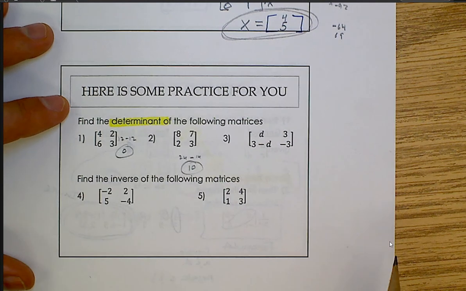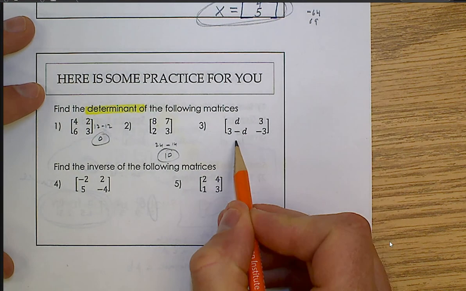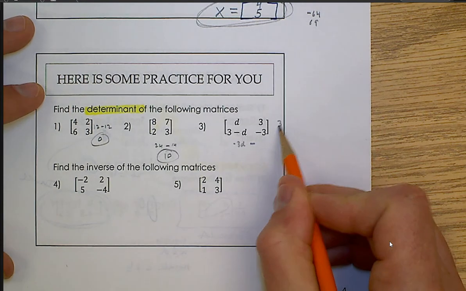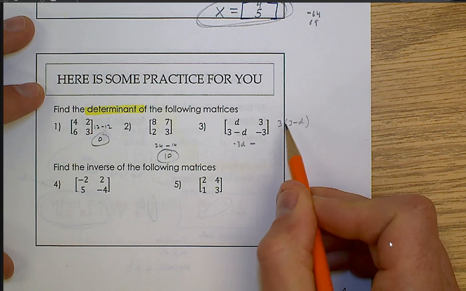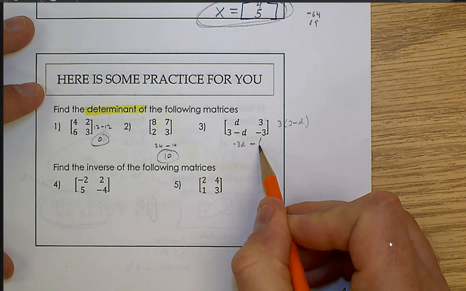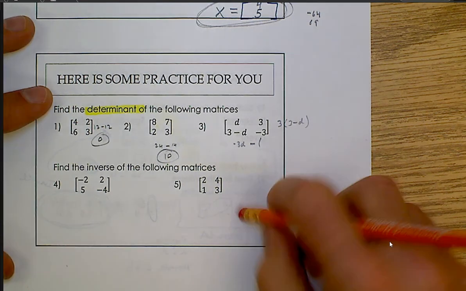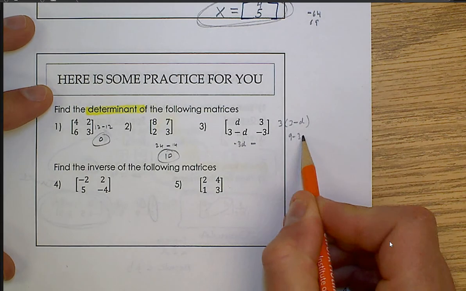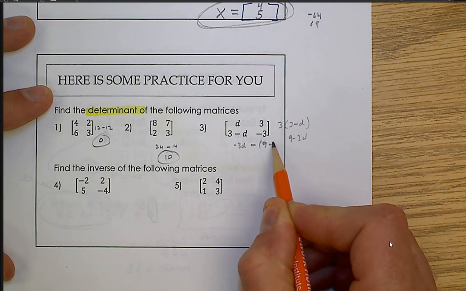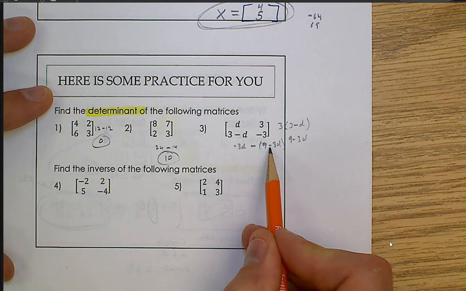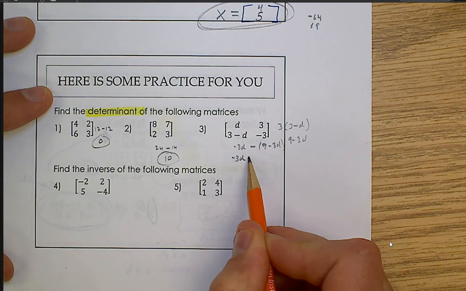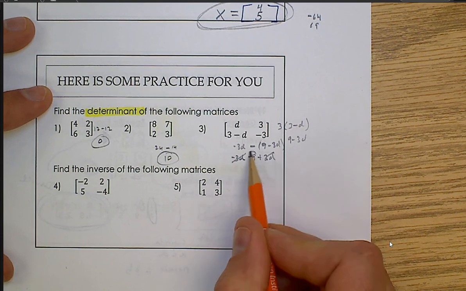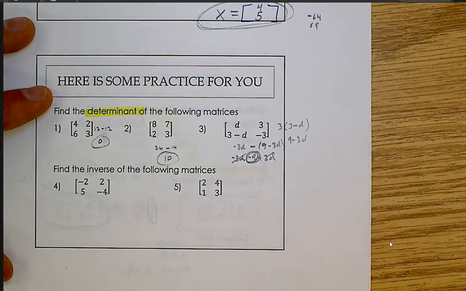This one looks crazy, right? D times 3 is negative 3D. Subtract from that the quantity of 3 times 3 minus d. Well, what is that? That's going to be 9 minus 3d. Distribute the negative through, so that becomes negative 3d minus 9 plus 3d. What happens to your 3d's? They cancel out, and you're just left with negative 9. So negative 9 would be your determinant there.